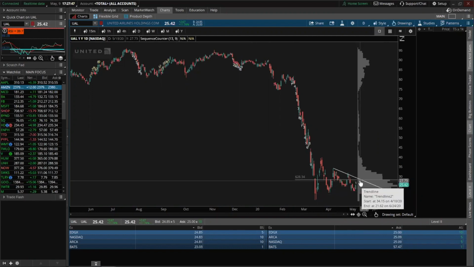but your risk is not that much actually. Because if this breaks, it hits, right? And it breaks above it, you just jump out.